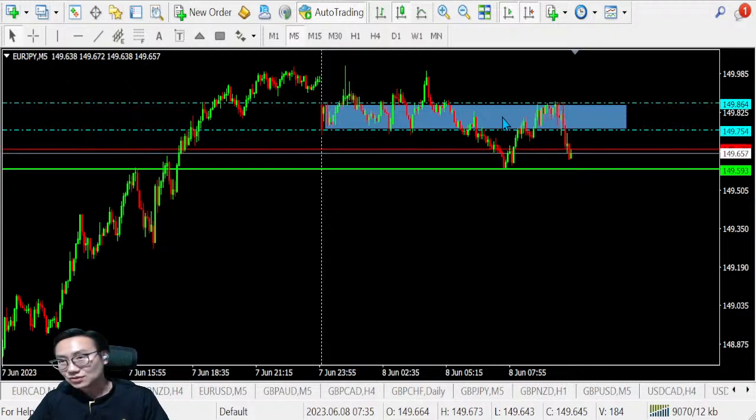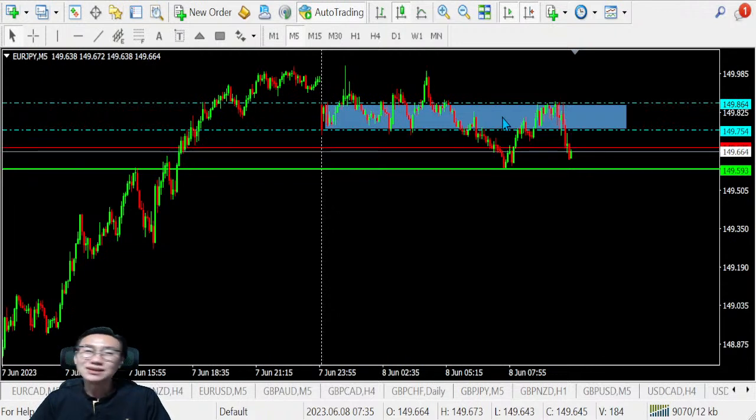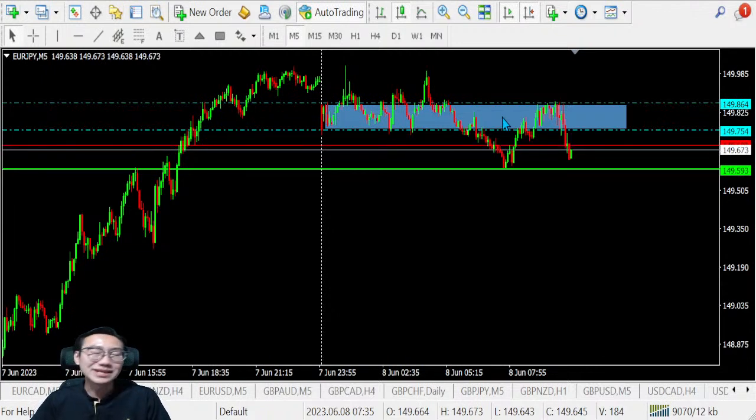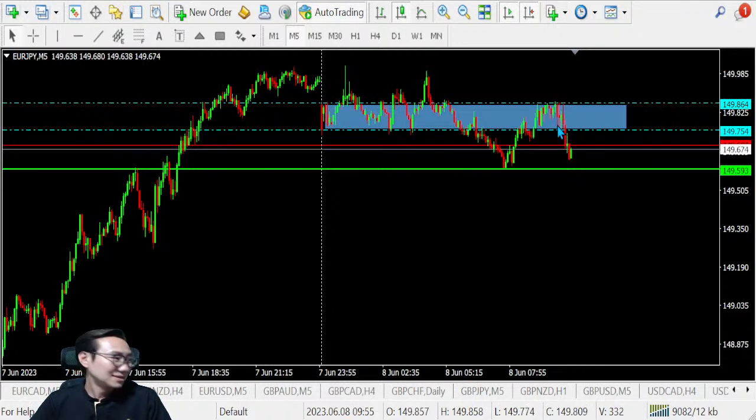Okay, why is that so? Because if we are not together and we are on our own, I believe many of us would already have entered some trades within this area here. We have already entered some trades, correct?